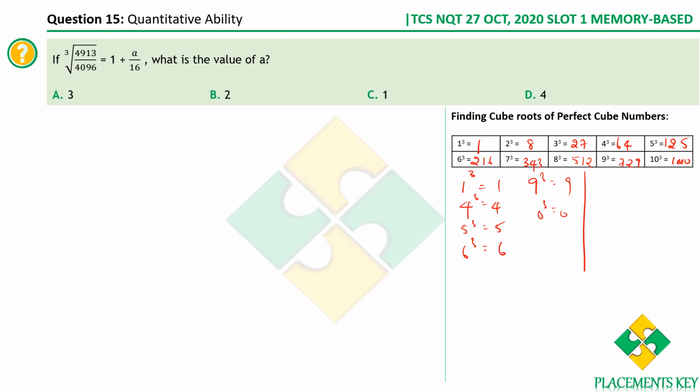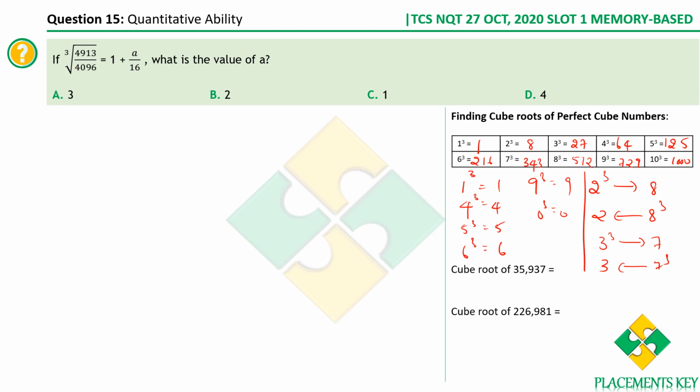Okay, now how about others? See, let's take 2. 2 cube ends in 8 and 8 cube ends in 2. These are pairs. Okay, 2 and 8. 2 cube ends in 8, 8 cube ends in 2. Similarly, 3 cube ends in 7 and 7 cube ends in 3. Is that clear? So this is to find the unit digits of the cube of the numbers.